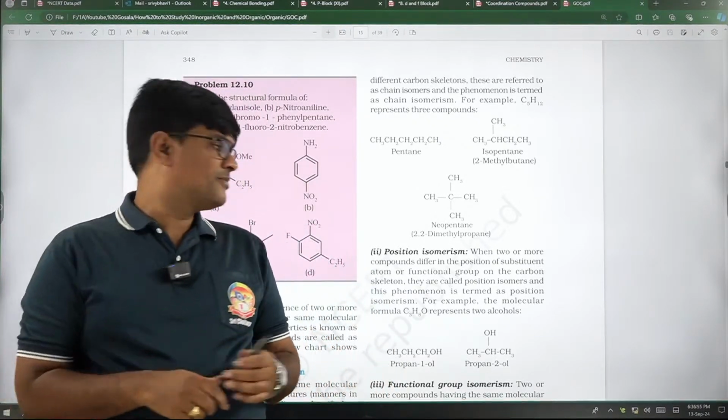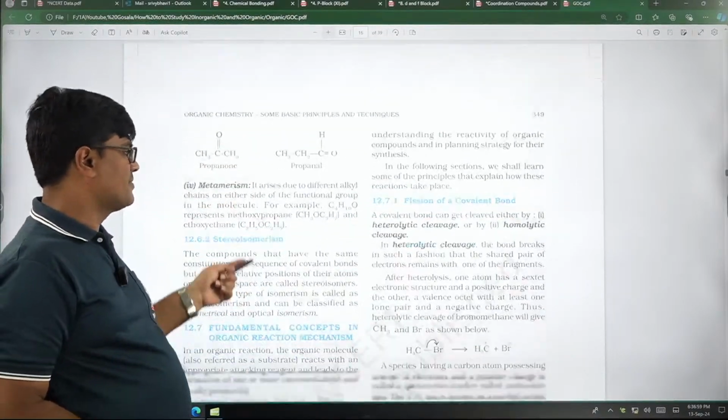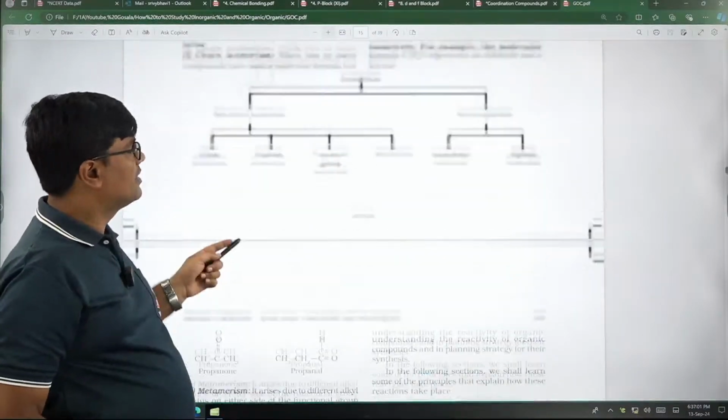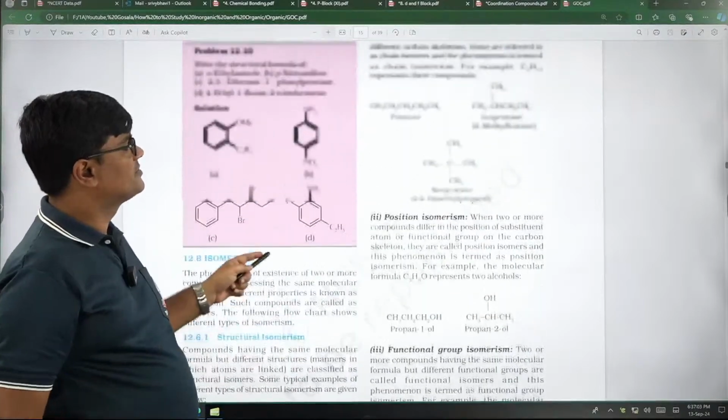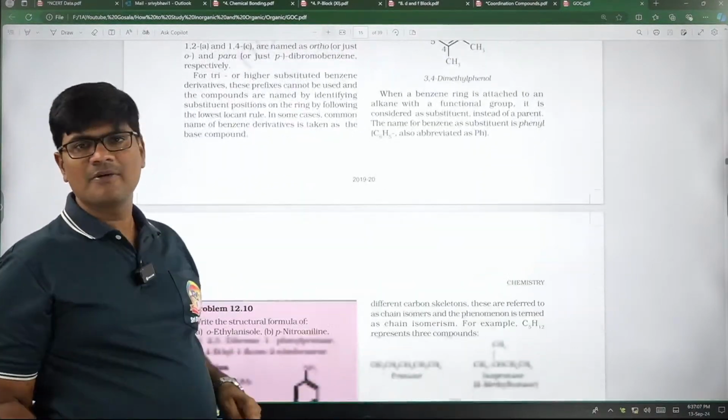Next, after nomenclature, about isomerism. Isomerism also, in NCERT we don't have much information. That's the problem. They just mention what type of isomerism. What is chain isomerism? What is positional isomerism? That's all. They don't mention anything.